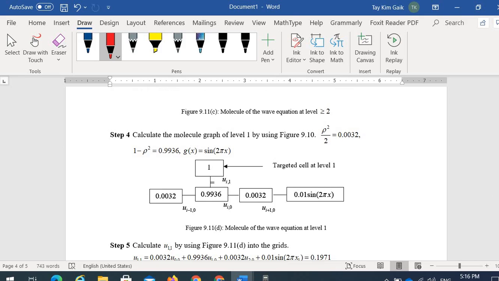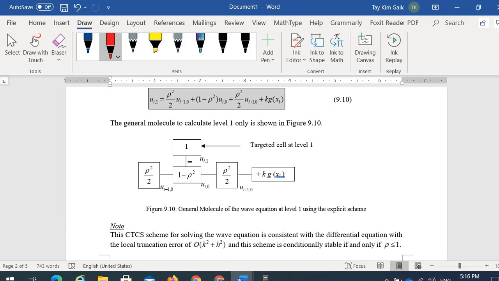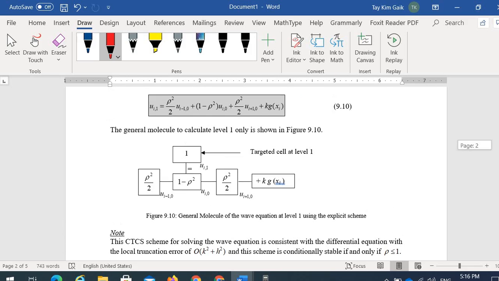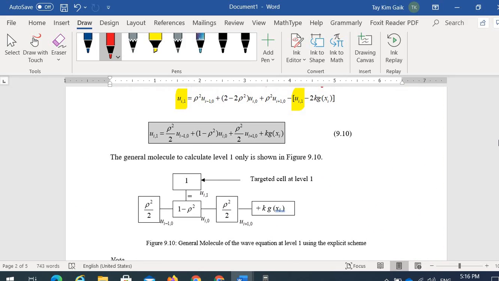So we have, okay, the theory that we derived just now. We got this molecule. Okay, if you notice, this molecule is actually from the 3-level molecule. This one, divide by half. To eliminate this one using the initial velocity, then we get here to solve for level 1. Okay, U i1 depends on rho squared over 2 at the left bottom cell, center bottom is 1 minus rho squared, and the right is rho squared over 2, plus k, which is delta t, times the initial velocity.